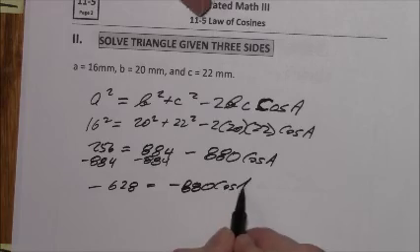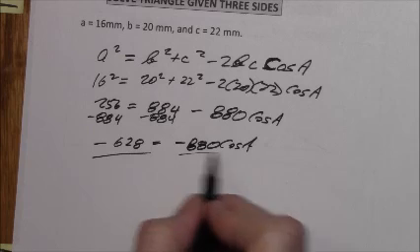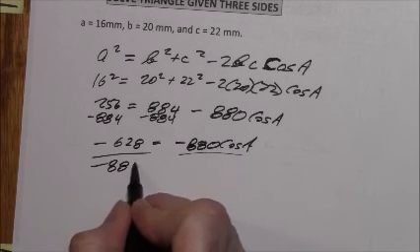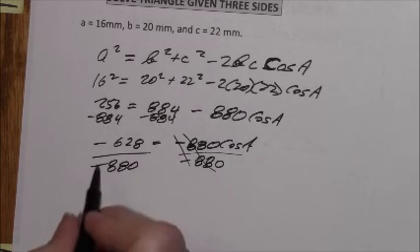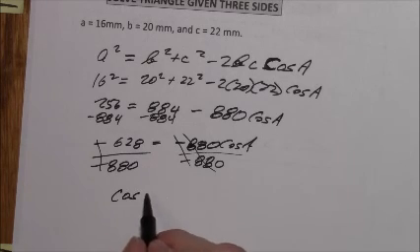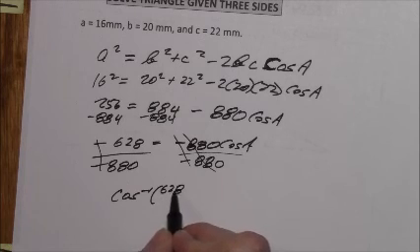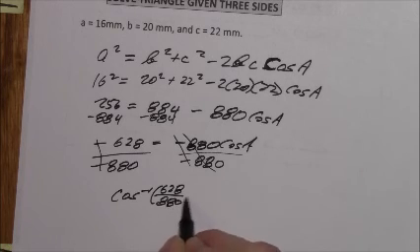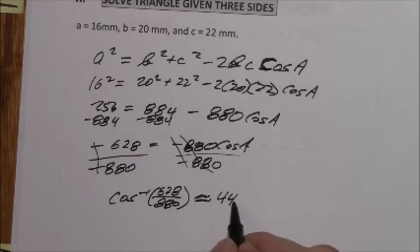Since both sides are negative, we'll divide by that negative 880, and the negative will go away. And 628 over 880. So what we have here is that the cosine of A is equal to that. Therefore, cosine inverse of 628 over 880 is going to equal angle A. I'm going to approximate it because it comes to just about 44.5 degrees.